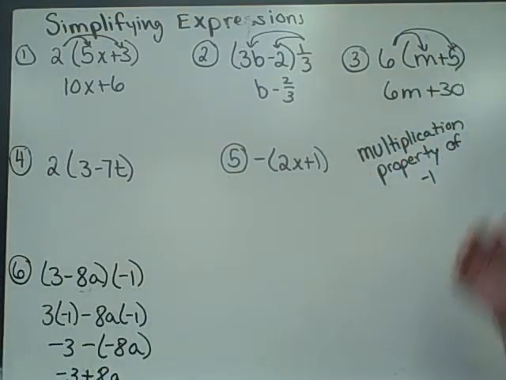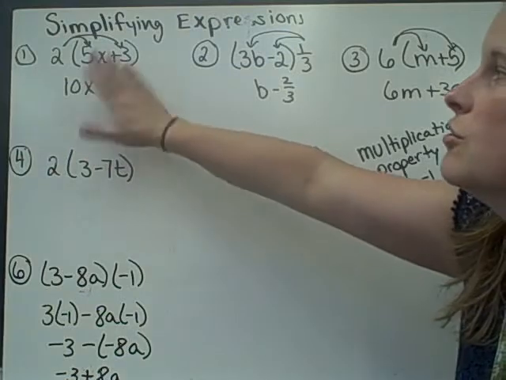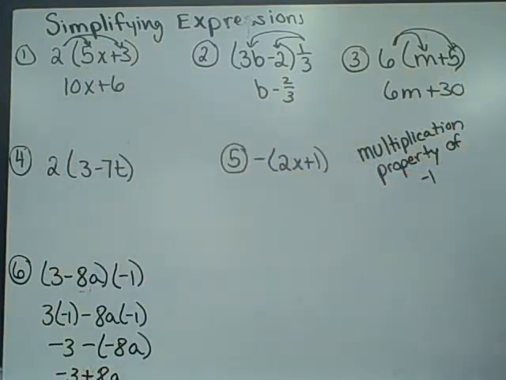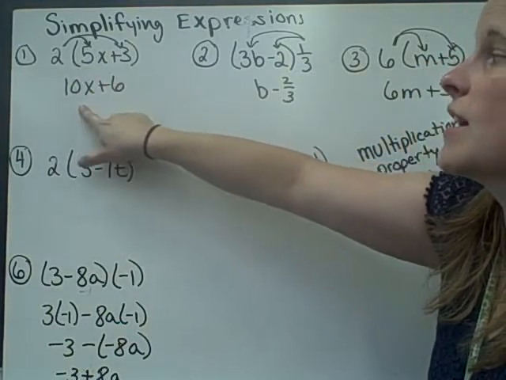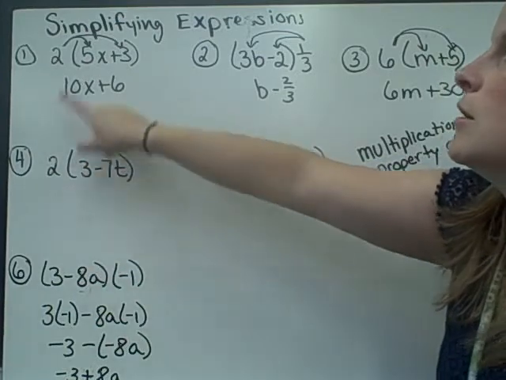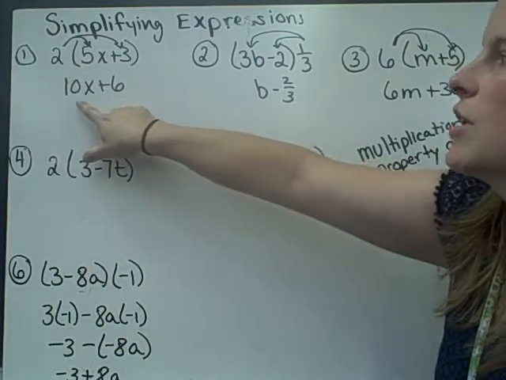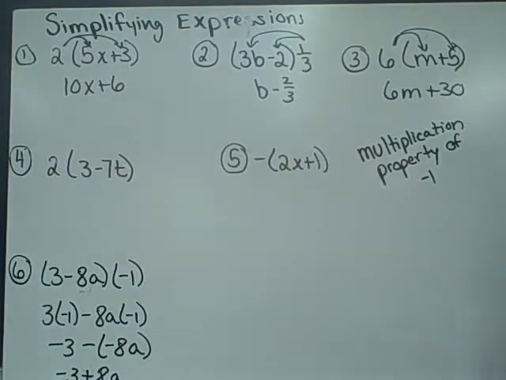So let's simplify the following expressions using the distributive property, okay? If we have 2 and then 5x plus 3 in parentheses, we're going to distribute that 2 to both terms inside the parentheses. So 2 times 5x is just 10x. 2 times 3 is 6, so we would end up with 10x plus 6. And because 10x and 6 are not like terms, I leave it like that, and that is completely simplified.